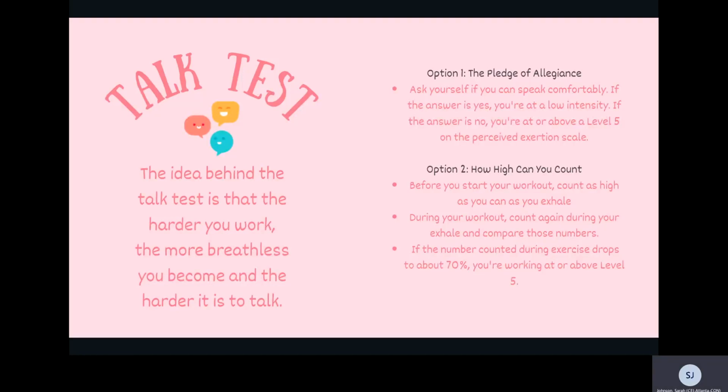So during the counting numbers method, you'll count as high as you can as you exhale before you start your workout. Now during your workout, you'll count again as you exhale and compare those numbers. So if the numbers counted during the exercise drops to about 70%, you're working at a level 5 or above.